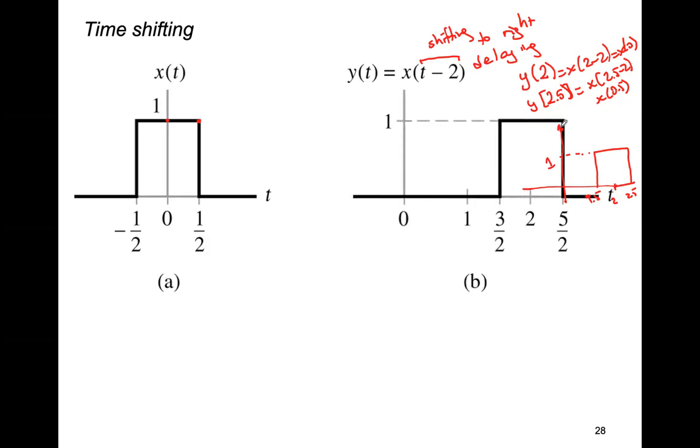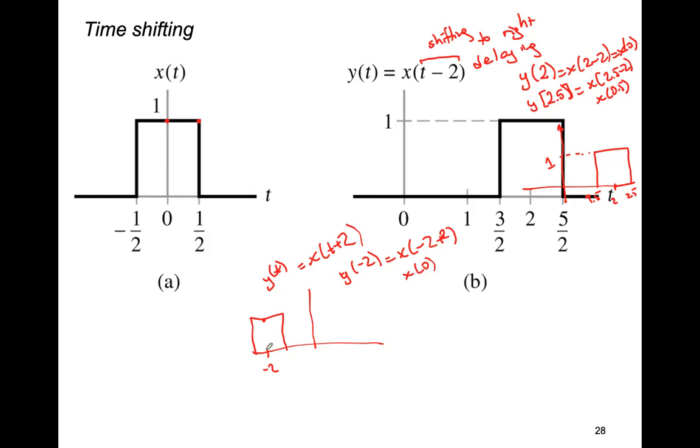If I do the reverse, x of t plus 2, then the signal will move to the left. Okay, same signal, but now this time my zero here will move to minus 2. Okay, if you think about this in terms of putting values over here, y of minus 2 will be equal to x of minus 2 plus 2, which is equal to x of 0.